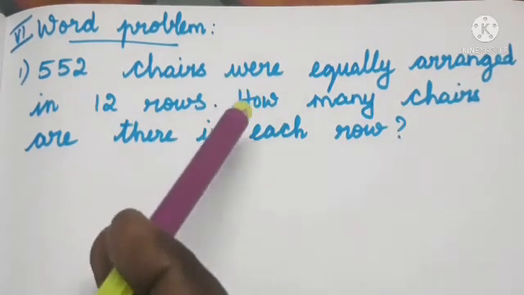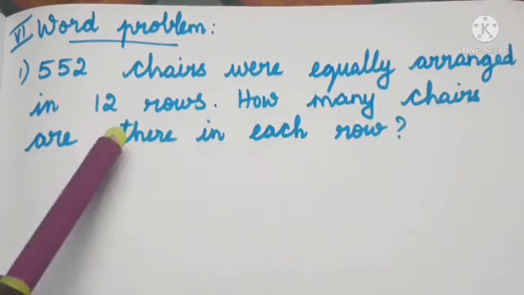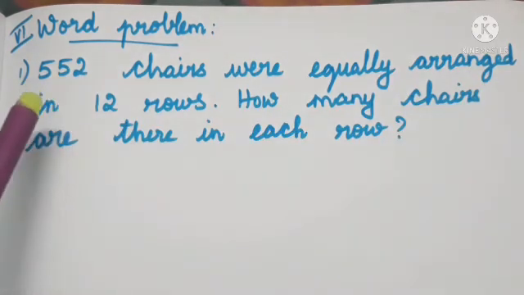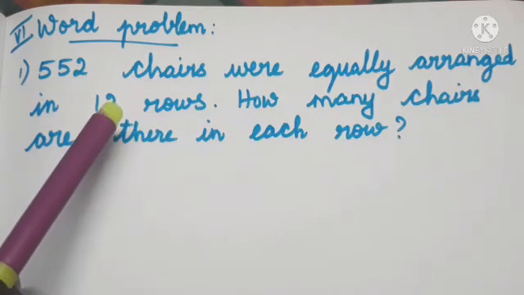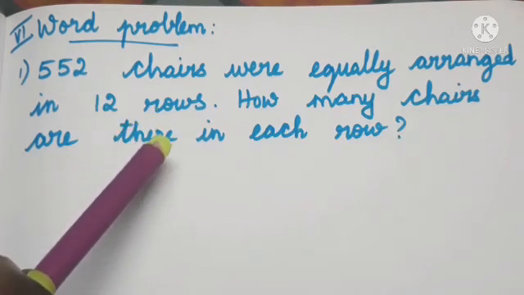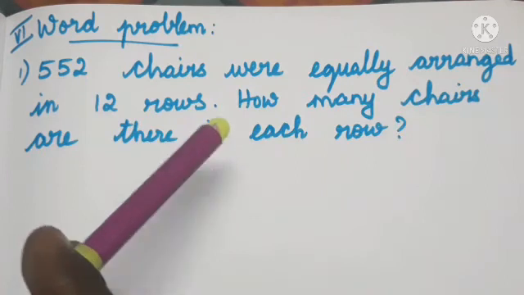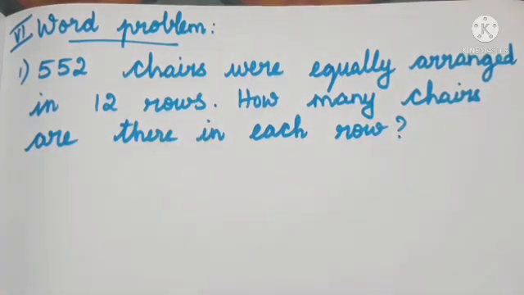We don't know how many chairs are arranged in each row, but we know there are totally 552 chairs, and these chairs are arranged in 12 rows. They asked to find out how many chairs we are able to arrange in one row. How many chairs are there in each row? So we can do this problem.